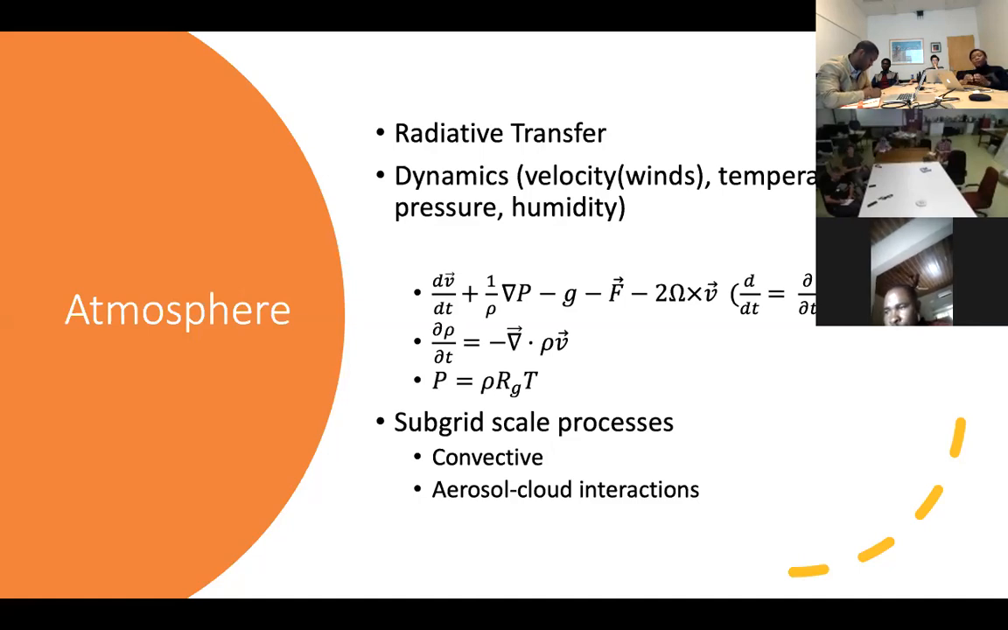And then the smaller scale processes, where the spatial scale is smaller than the size of the grid box, are the sub-grid scale processes that are parameterized. For example, convection and aerosol cloud interaction. I think Yemi can say a lot more about that than I can. So basically, that's what goes on in the atmospheric model.